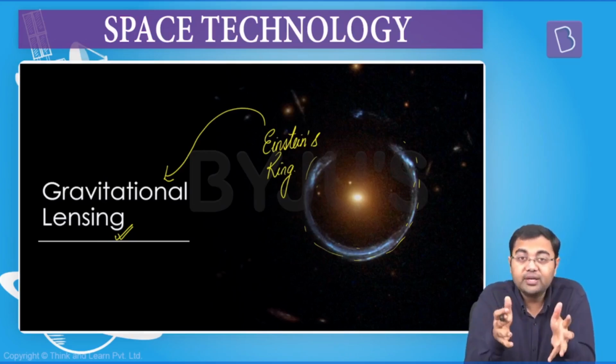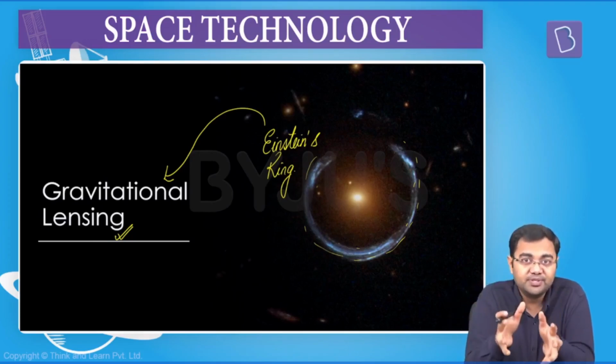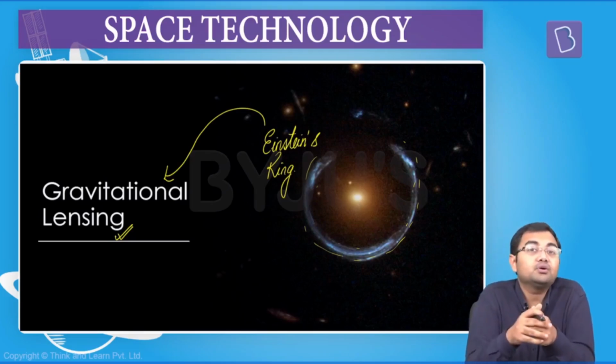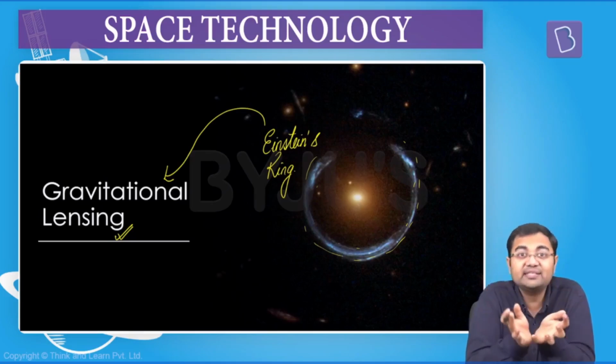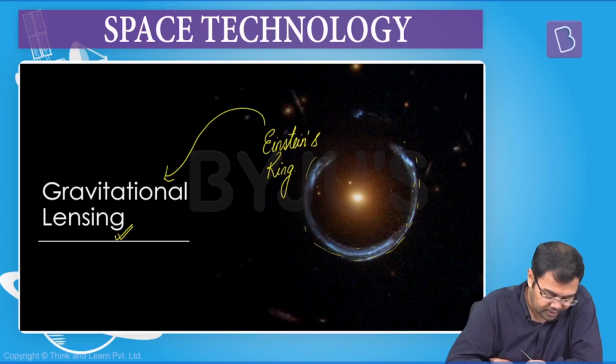Gravitational lensing is the phenomenon of distortion of the path of light that is created because of a massive object being there in the path of light. That distortion is called gravitational lensing. And because of gravitational lensing, if the multiple images that are produced form a circular or ring-like structure, then we call it Einstein's ring. I'm hoping that I am clear here.